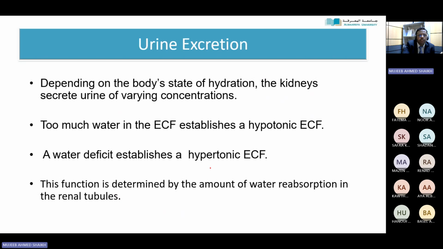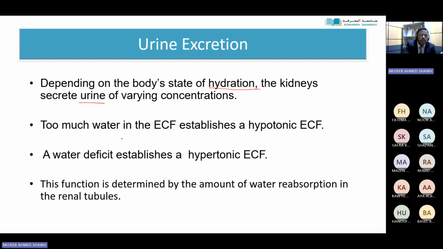Okay. So urine excretion depends on the body's state of hydration. Sometimes we are drinking a lot of water. Sometimes we are drinking a little amount of water, or maybe due to atmospheric condition, like in summer or winter, different conditions, our body need of water will change, and accordingly the urine output will change. Sometimes it will be concentrated, sometimes it will be diluted.